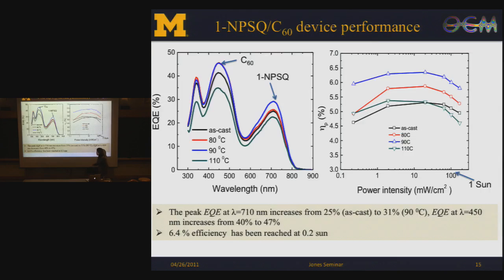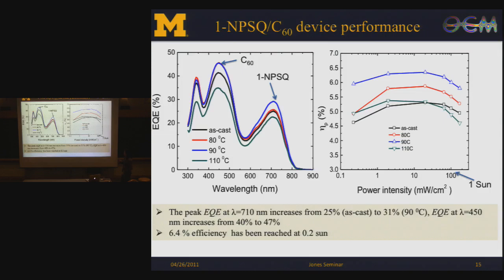And we can see in this, the left figure shows the external quantum efficiency versus wavelengths. For the 190 degree annealed 1MPSQ device, the EQE response improves from 29% to 32%, and the EQE response from C60 improves from 42% to close to 46%. So with the 190 degree annealed device, we have seen much better solar spectrum coverage.